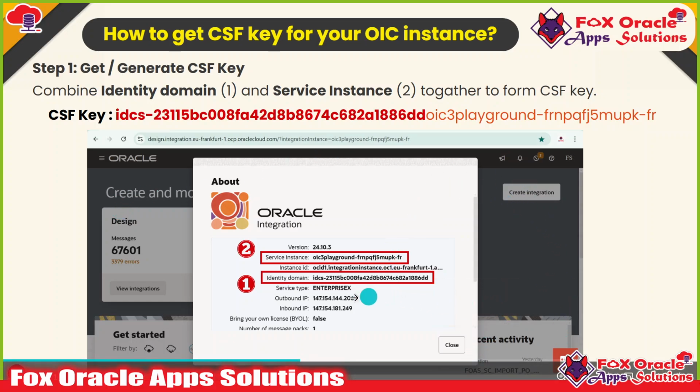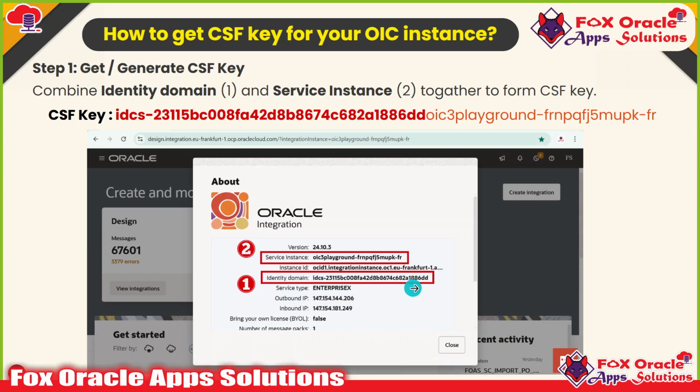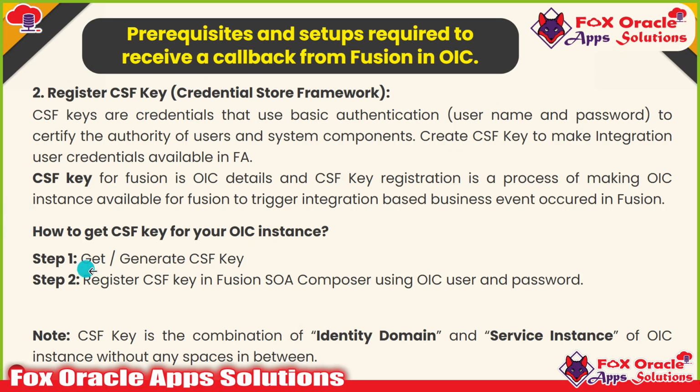In the instance, you will get these two details: the identity domain, which is the identity domain of our integration, and the second is the service instance, which you can see here, OIC3 and so on. When we combine these two details, that will be considered the CSF key. Here you can see the identity domain first, IDCS2311, the bold one, and then the service instance, OIC3 and so on. Both we have to merge, and the combination of these two will be considered a CSF key. So the first step is completed: we have to get or generate the CSF key.